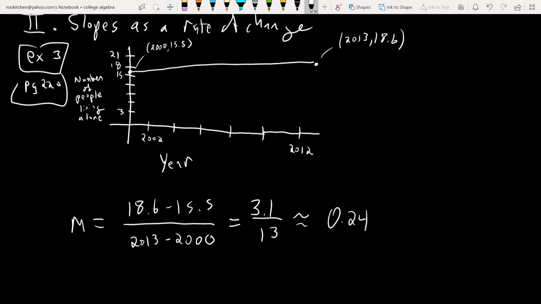Okay, so as a rate of change, what is that? So it means, well, it's millions of women living alone per year, right? So in particular, because it's positive, it means it's increasing. So there are 0.24 million more women living alone every additional year. So the number of women living alone is increasing. Let me mark the units, million per year.